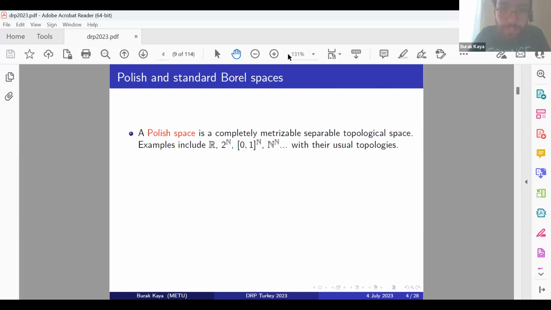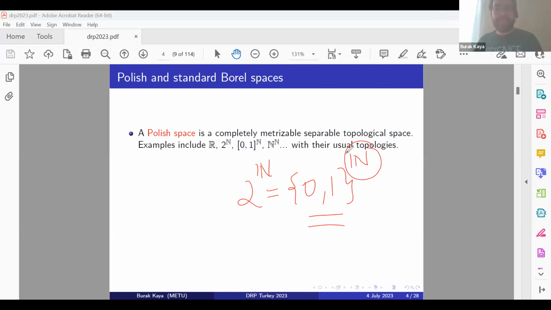Now, when I say 2 to the power n, I'm a set theorist, so 2 is always the set {0, 1}. So 2 to the power n is this set. You take its Cartesian product with itself n times, and you put the product topology on this. So you put the discrete topology on the set, and you take the product topology. So this is called the Cantor space. It's homeomorphic to the usual Cantor set you learn in analysis. So that's that.